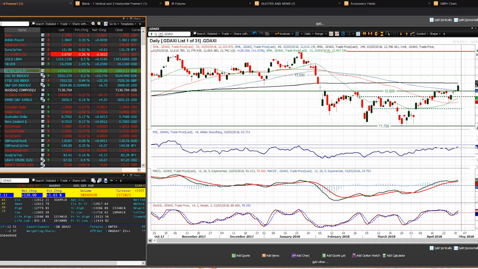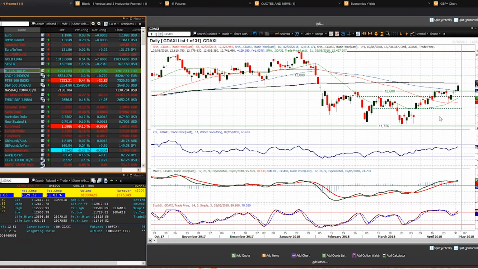So what does this do for other markets as well? As I've talked about dollar, equity markets, interesting moves on equity markets. We've seen the DAX breaking out today. Look at that resistance at 12,600, breaking to the upside.